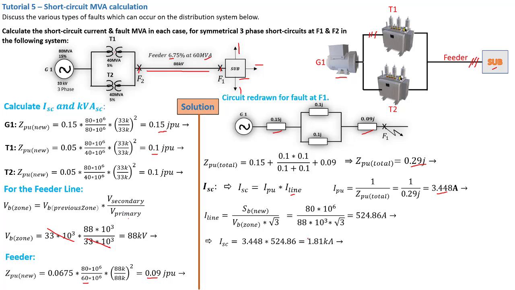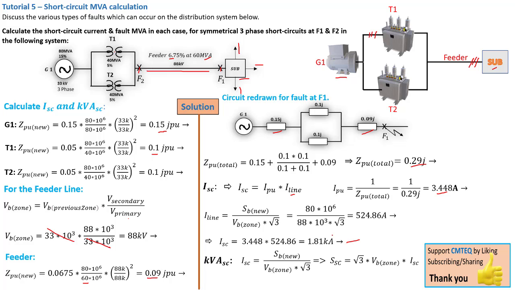And that basically means that your I short circuit current will be the I per unit times your I line, and that gives you 1.81 kilo amps of current. So that's your I short circuit, the short circuit current located here at F1. And obviously, you're now going to use that short circuit current to calculate the fault MVA, or your short circuit MVA, based on the short circuit current. And again, you're going to use the same formula that you used to calculate your I line, and deduce that formula by replacing I line with your I short circuit current, as you can see here.